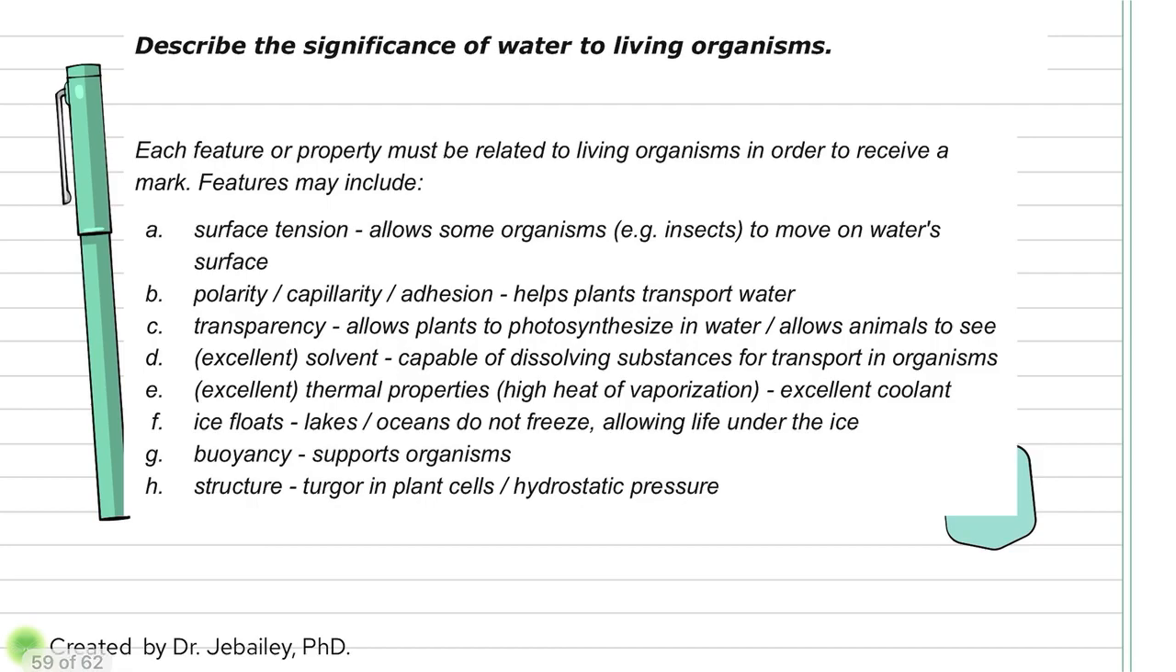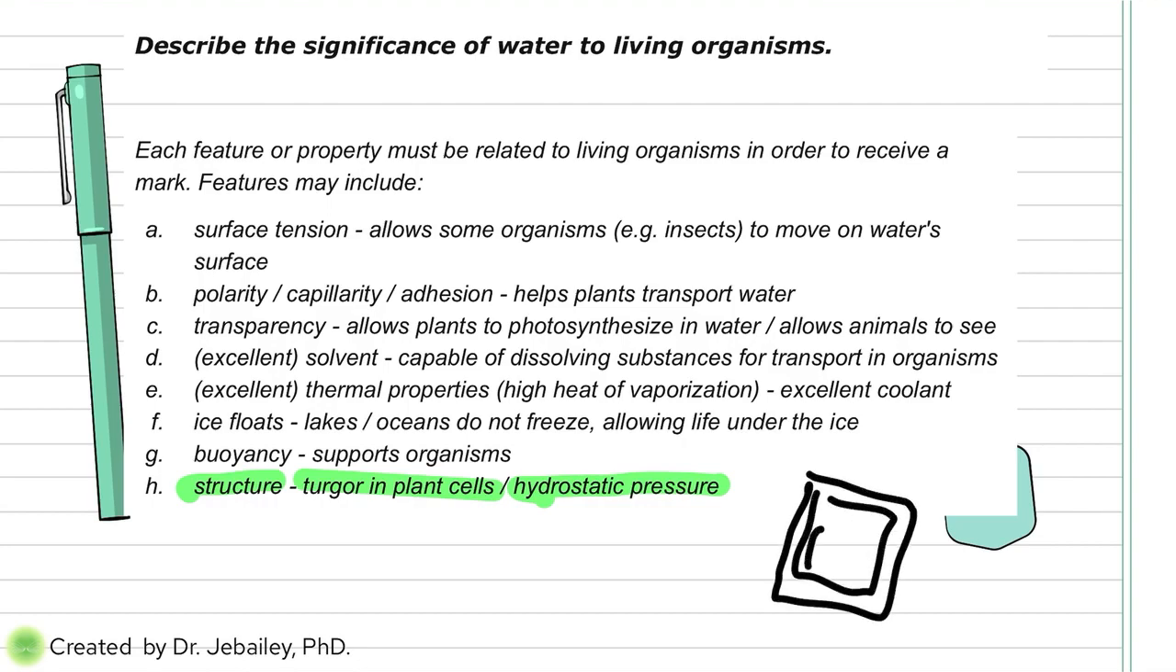And of course, the last one, which is structure, turgor in plant cells, hydrostatic pressure. This is more for HL students. This is just saying how you put water inside of a plant. If you put it inside the plant cell, in the vacuole, and you fill it up with water, it would just keep the plant standing up. So for example, here's a plant. The plant will only stand up if there's enough water in there. But if there's no water, what happens to the plant? It would just tilt and die like that.